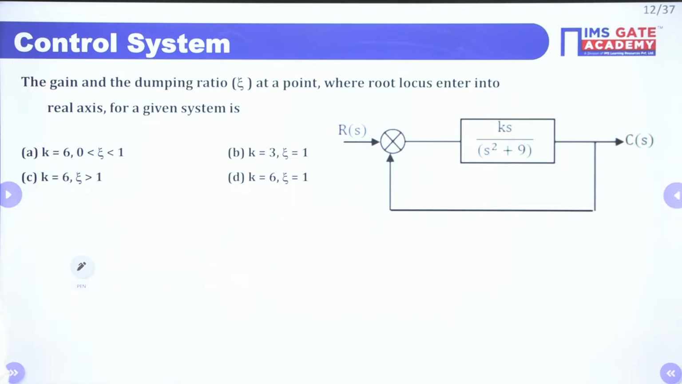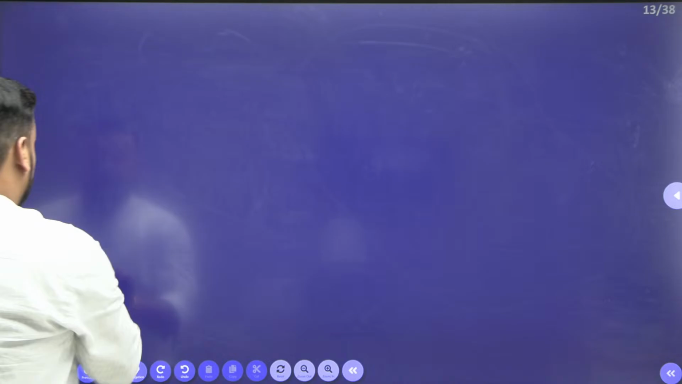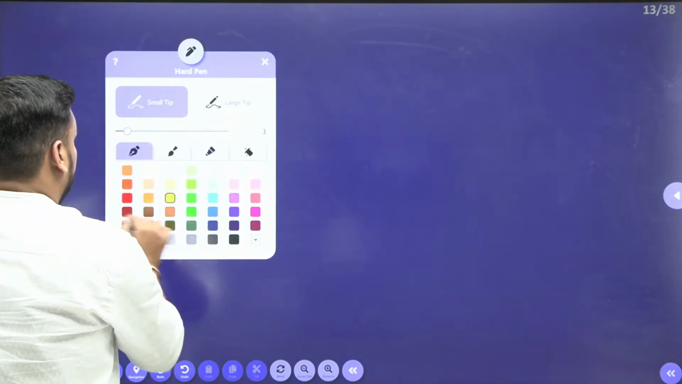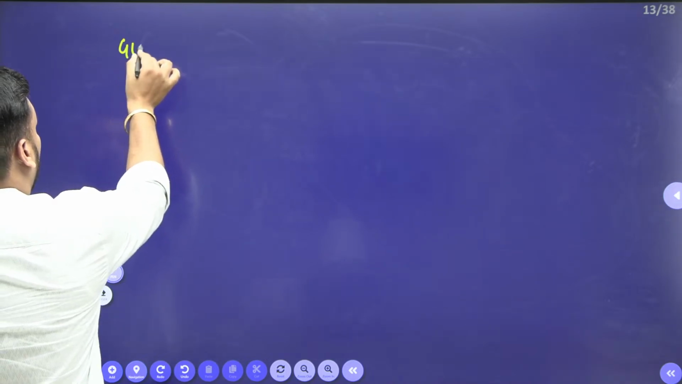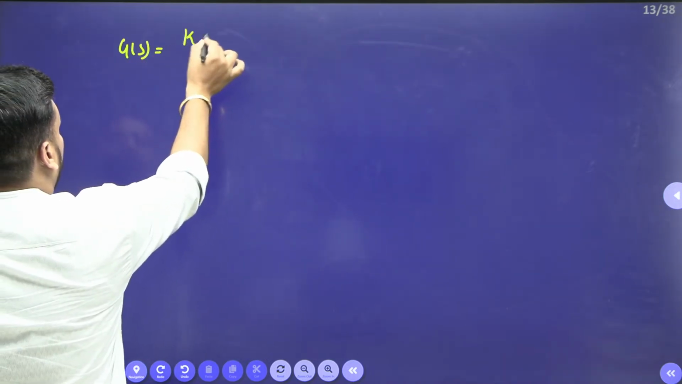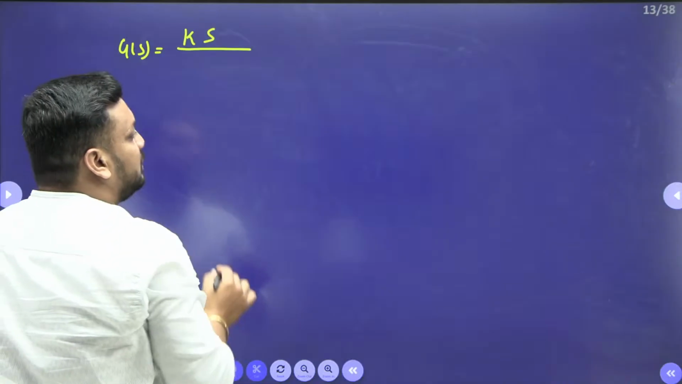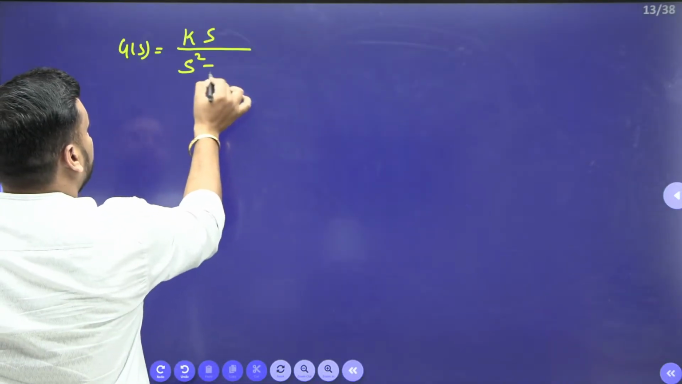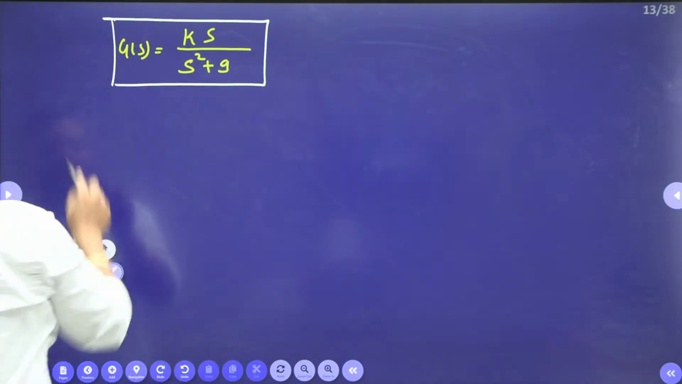The open loop transfer function G(s) is K·s upon s square plus 9. The examiner is asking for the gain and the damping ratio at the point where the root locus enters the real axis. I am writing the question here, guys. This is my question, and the examiner is asking for this.